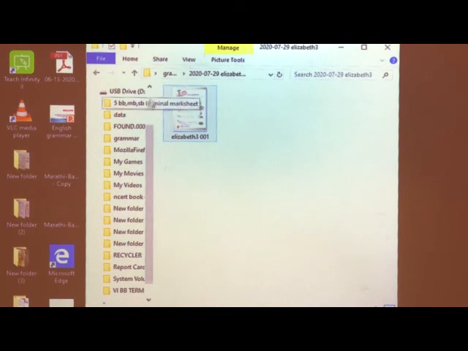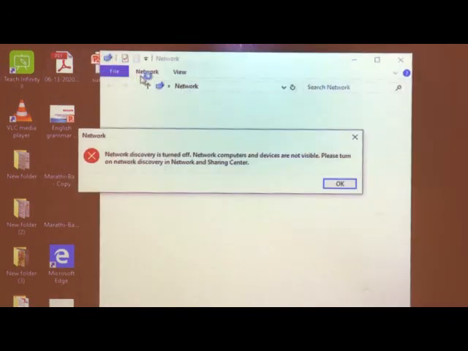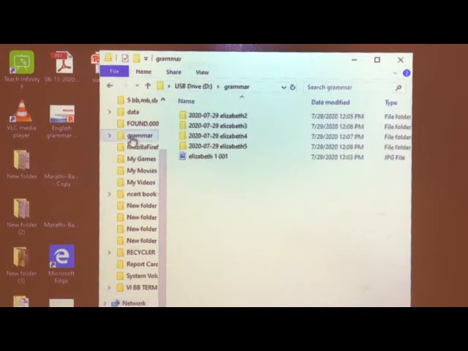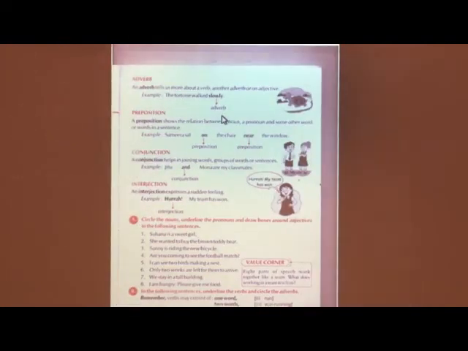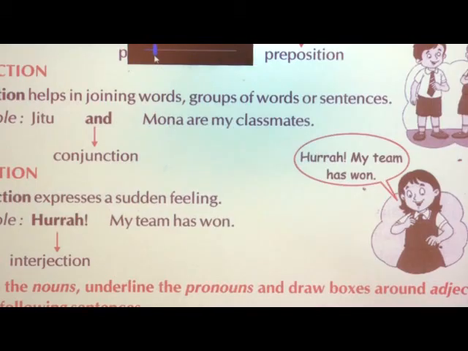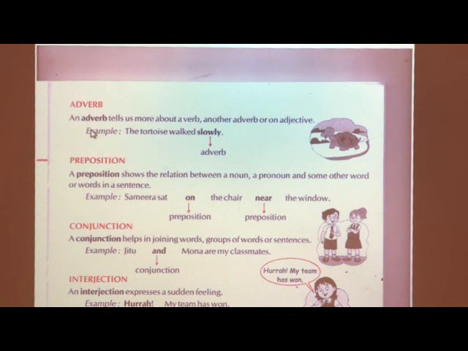These are the 4 parts of speech we have seen so far. Now the next part of speech is an adverb. This is also one of the parts of speech, and this is the 5th part of speech. See, children. What is an adverb? An adverb tells more about a verb.